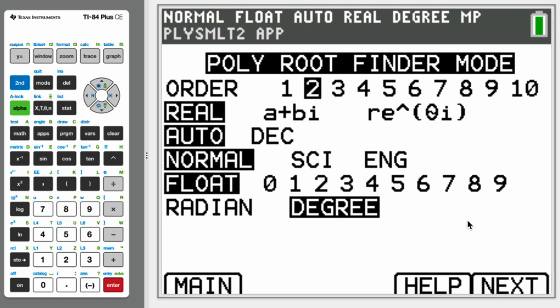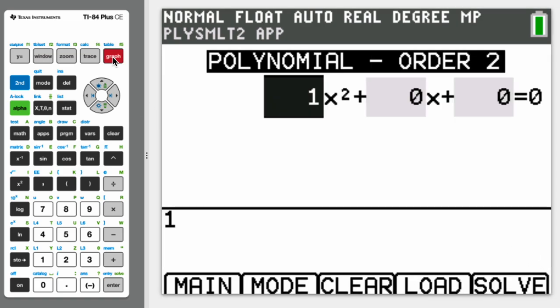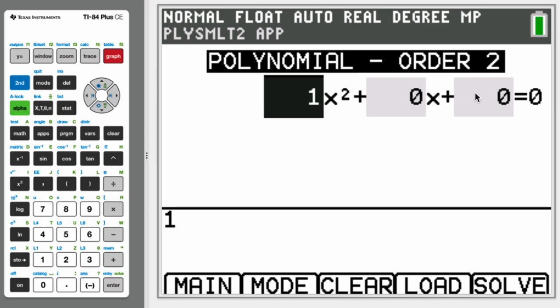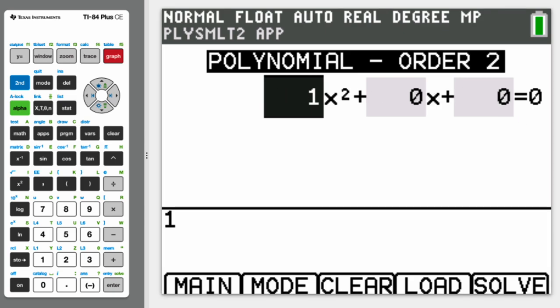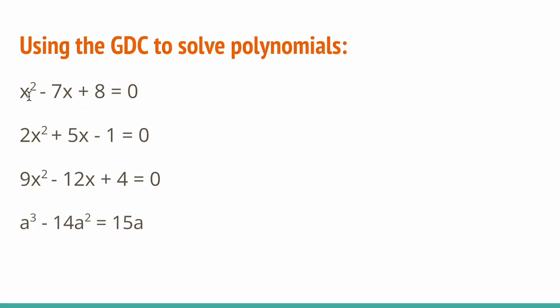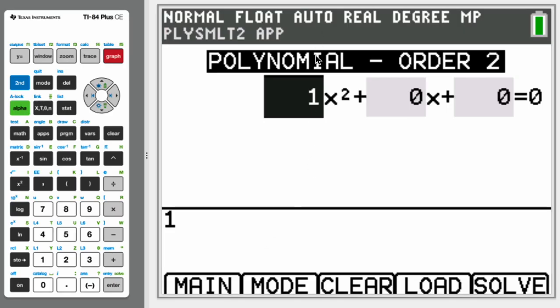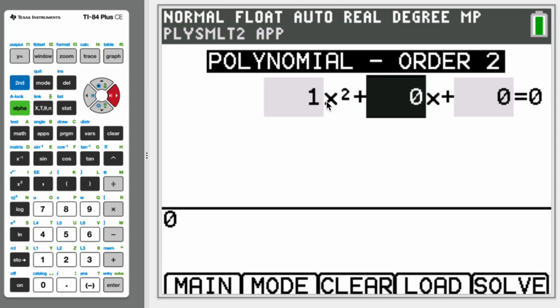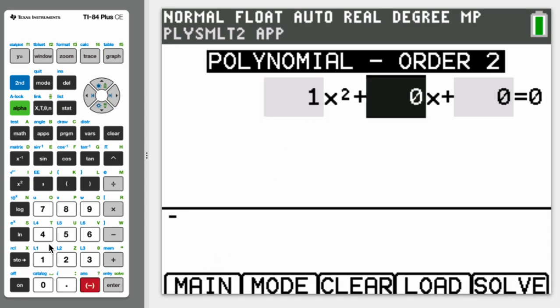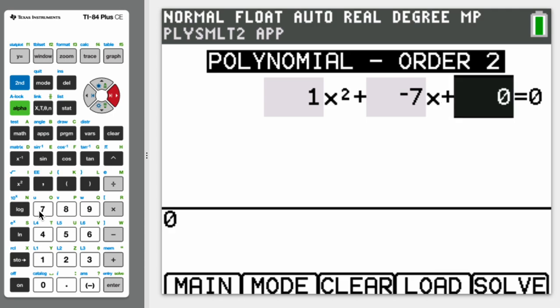Then we're going to click next, which is on the graph. And we're going to type in the polynomial that we've got. So we have 1x squared minus 7x plus 8. So we're going to type in 1x squared minus 7x and then plus 8.